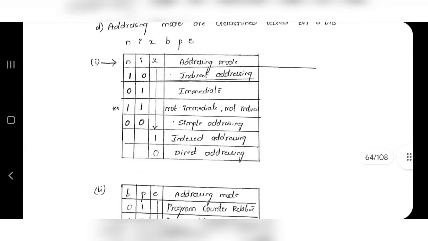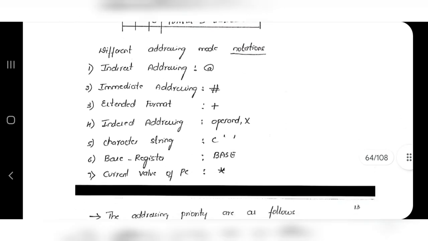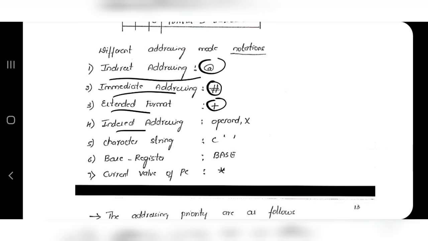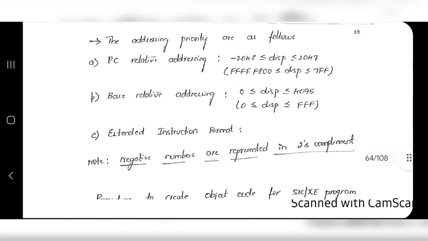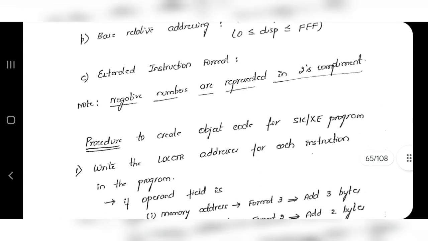The same way we have for b and p also. b means base, p means PC relative, and e, if it is 0, it is the third format, and if it is 1 it's the fourth format. Okay, and the different addressing modes: indirect addressing using @, immediate addressing using hash, extended format using plus, which is format 4, indexed addressing operand comma X, character string C in single quotes, base register using BASE, and the current value of PC by star. Okay, so we'll be using these things, as well as these ranges given to us. You can go through it, and the negative numbers are represented in 2's complement, that you already know.